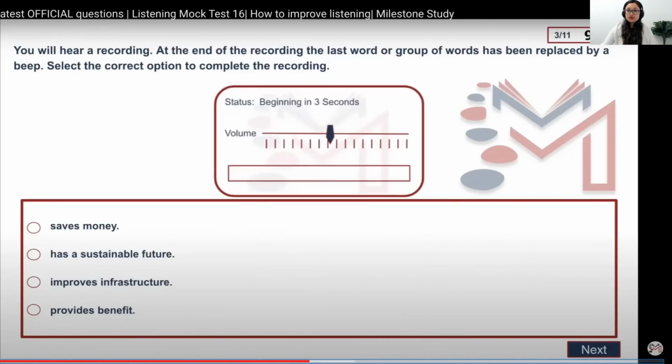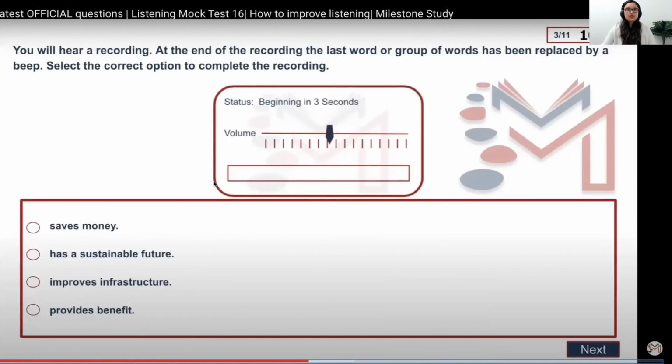Okay, let's move on to missing words. Now, in this question, you get the audio again, but at the end of the recording, the last word or group of words will be replaced by a beep. Okay, so they will keep speaking, and in the end, they beep. So you have to guess what that beep is. Okay, and reading the options will not help. So up to you, don't try it. I won't read the options. Let's play.